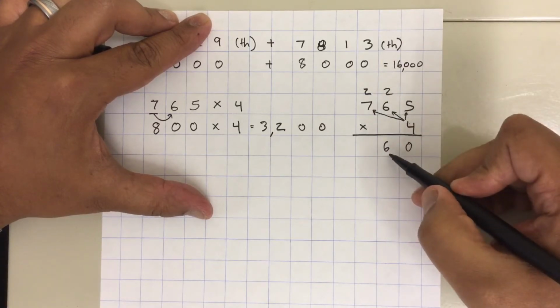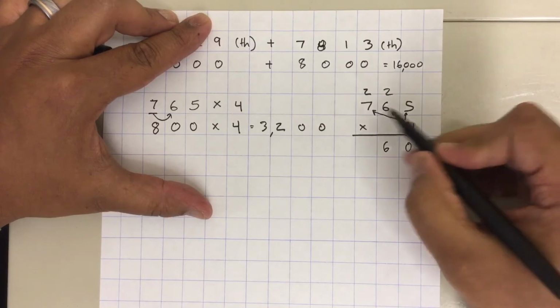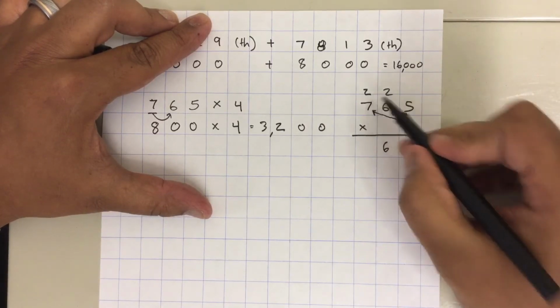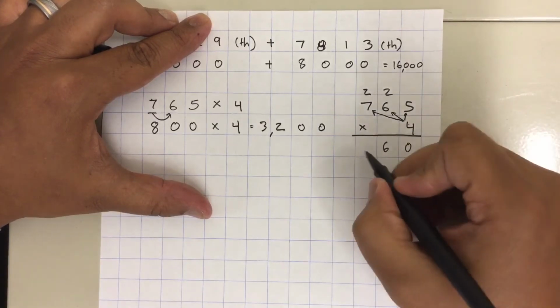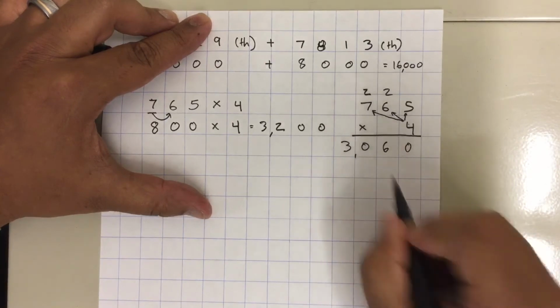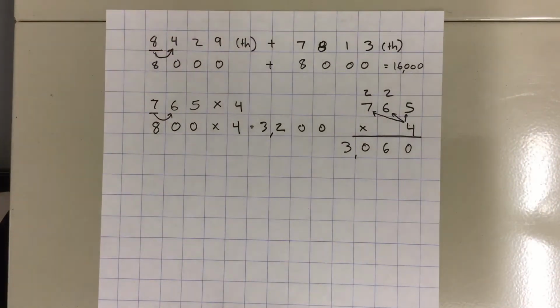It's a 260 because the 6 is in the tens place. The 2 is in the hundreds place. 4 times 7 is 28. Technically they're 2,800s. Add on the 2, now I'm up to 30, or 30 hundreds because I'm in the 30s in the hundreds place value. 3,060. Pretty close to my estimate of 3,200.